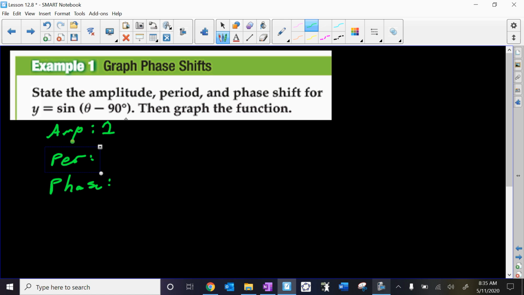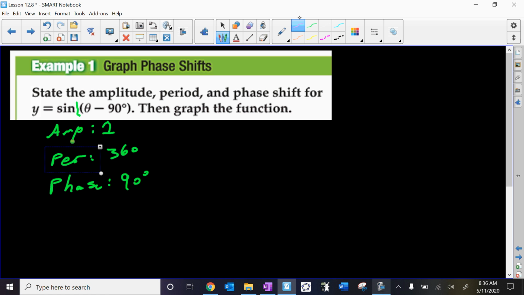Our normal period for a sine function we learned was 360. We would take whatever this b value is in here. In this case, the b value is 1 because I've got sine 1 and then theta. So 360 divided by 1 is still 360. And then our phase shift. This is where this 90 degrees comes into play. Notice how it's minus 90. If it's minus 90, that means I shifted 90 degrees to the right. So since I moved to the right, we would say it's a positive 90.